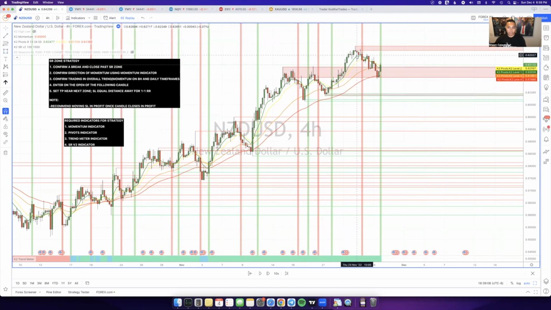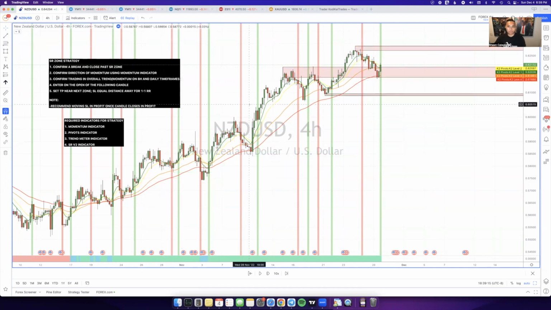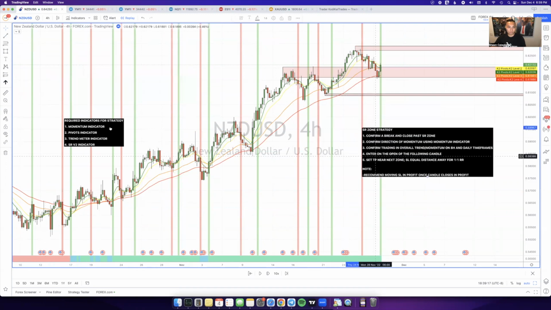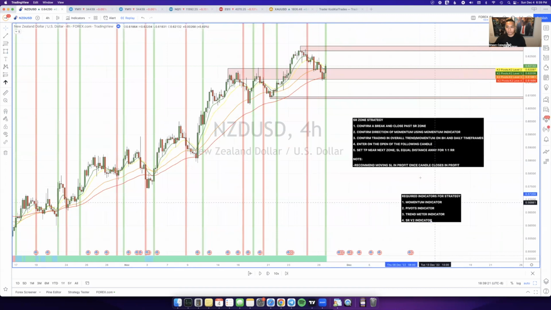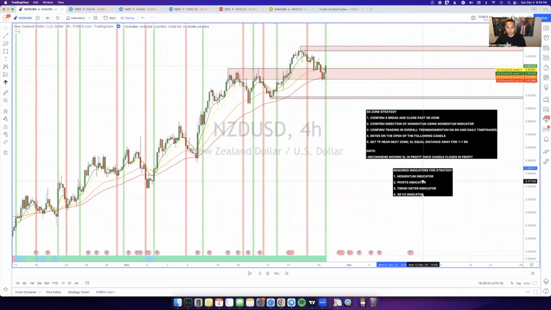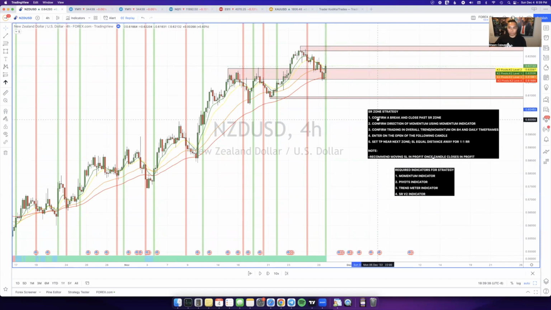So once you have those marked up right there, to clear things up and make things a lot easier to see, I'm going to go ahead and turn off the indicator. Once you turn off the indicator, this is how the chart will look, right? Once you have this stuff marked up, you can now apply the requirements. So looking over here at the first requirement, you want to confirm a break and close past the SR zone, right? So right here, you can see this candle is breaking and closing past the zone. Prior to this candle, it was within the zone, and now it's pushing outside of the zone and closing out here. So that's going to be requirement number one.